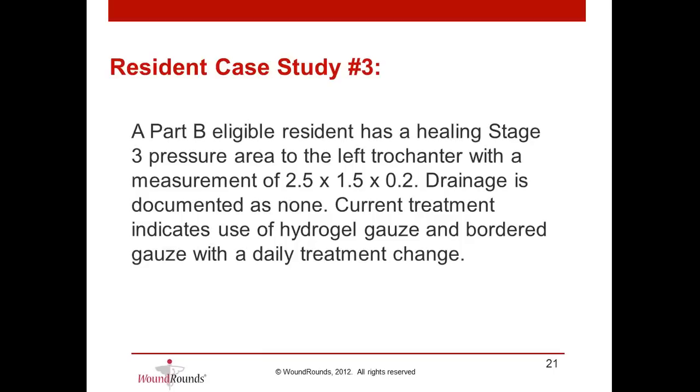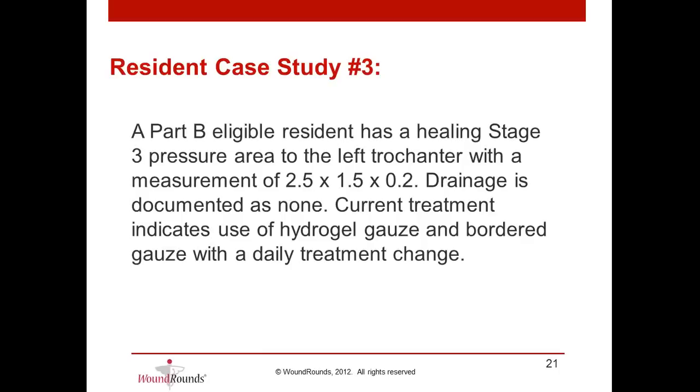The nurse's goal for this particular wound treatment was to keep a moist healing environment, and she was utilizing that hydrogel gauze for that. The estimated reimbursement for these products is $183.30. One of the things I wanted to point out with the 3 case studies thus far is the difference in reimbursement amount per resident.